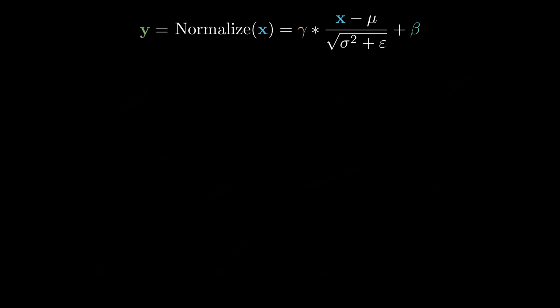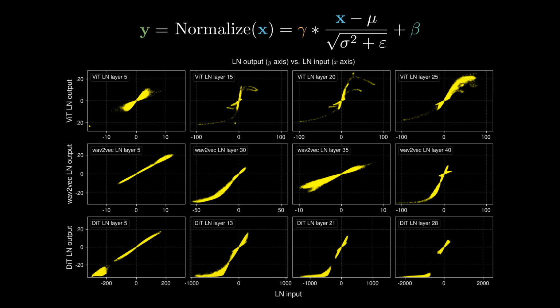Here are the input-output relationships across multiple layers. While the input-output mapping for each token is linear, the aggregate effect across tokens yields a non-linear S-shaped relationship. We observe a similar S-shaped input-output relationship across multiple tasks and in multiple layers. So here's the key question.